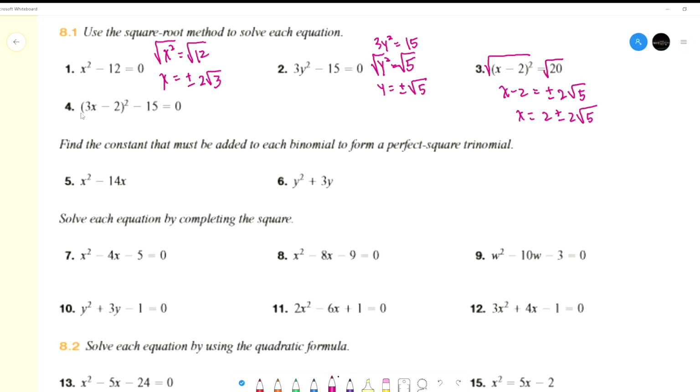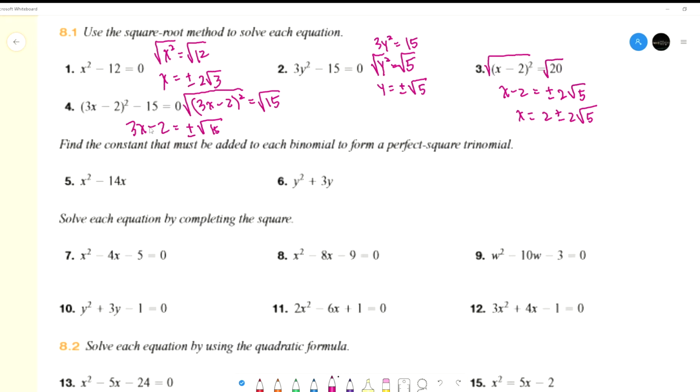Number 4, we have to get this quantity by itself. So we add 15 to both sides. So we get 3x minus 2 quantity squared is equal to 15. And then we can take the square root of both sides. So we now have 3x minus 2 is equal to plus or minus radical 15. Radical 15 does not simplify because it's 5 times 3.